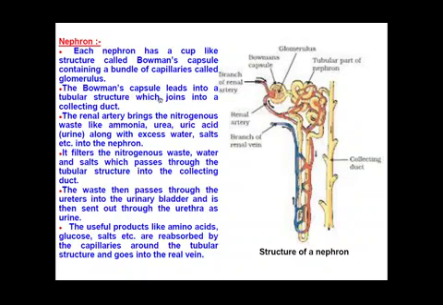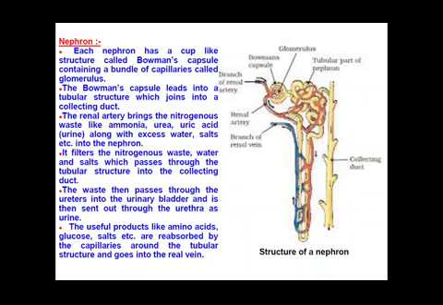This Bowman's capsule then leads to a tubular structure. You can see that the Bowman's capsule continues into a tube-like structure. This whole portion is the tubular structure of the nephron, which is later joined to the collecting duct. On the right side of this diagram you can find the collecting duct. On the left side you can find the Bowman's capsule, and in between is the tubular part of the nephron.